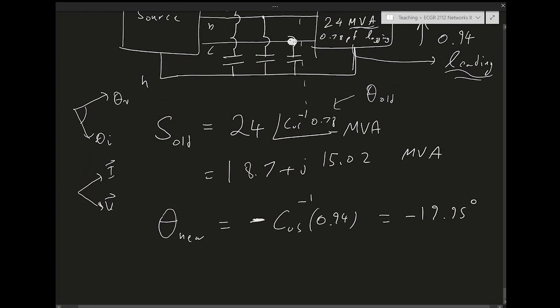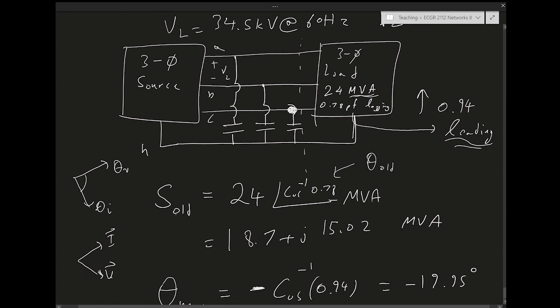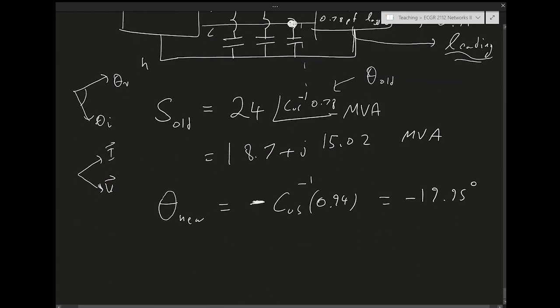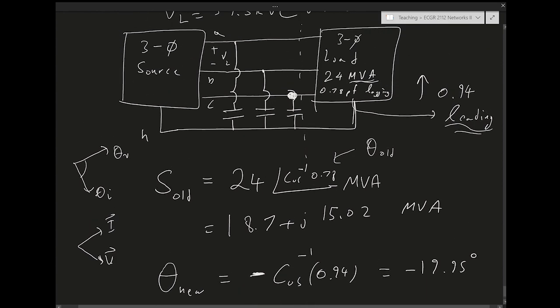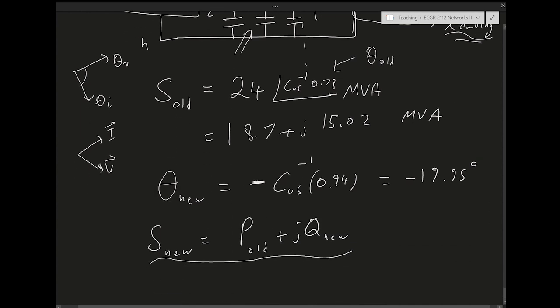Okay. So we want to add caps so that S new has this angle. What is S new really? S new is just P old plus jQ new. This is a basic fact about doing power factor correction. We're adding caps in parallel, meaning those caps will not consume any real power. Those caps will only change the reactive power, right?